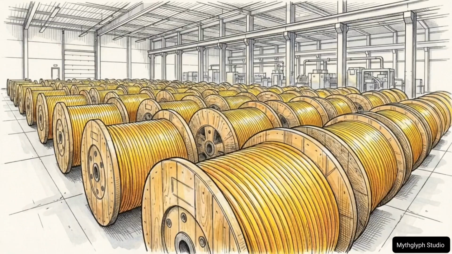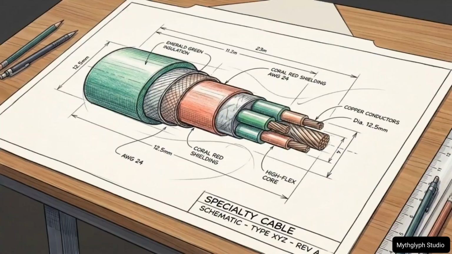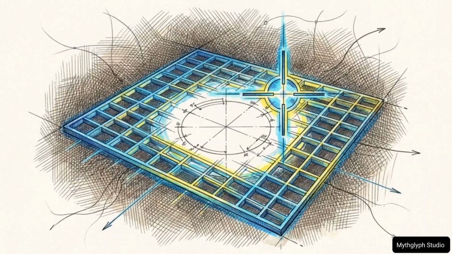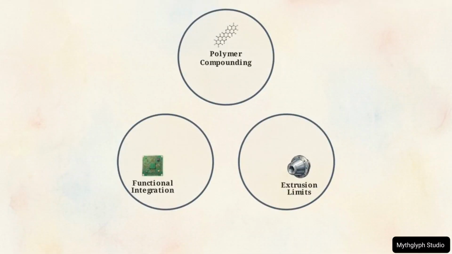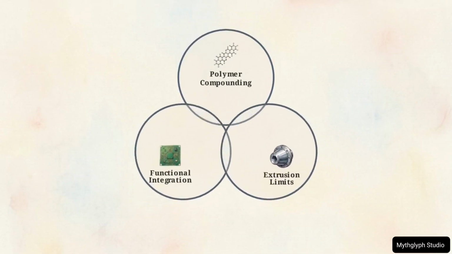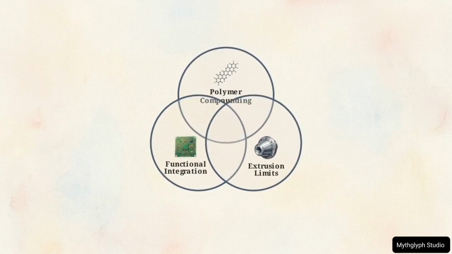To understand why having the capacity to manufacture standard wires does not automatically translate into the capability to produce specialty cables, we need to look at how these systems are actually constructed. We can map this gap by digitally architecting a multifunctional specialty cable from the inside out, layer by layer. Our design process requires solving for the friction between functional integration, polymer compounding, and the physical limits of extrusion.